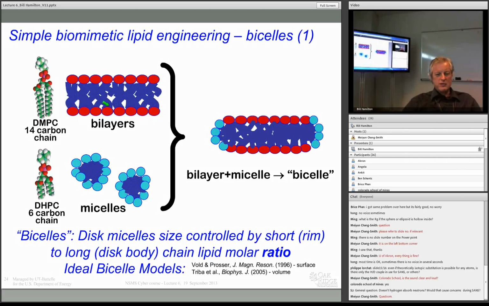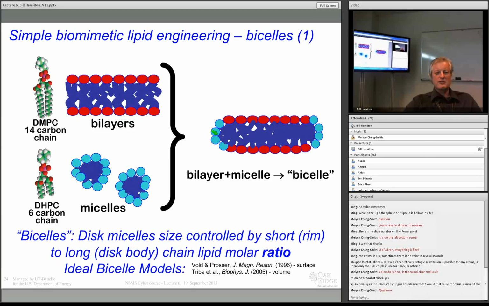And if you read the books, at least initially, you will find that the bicelle disk size is controlled by the amount of short rim material you put in solution relative to the long disk body molar ratio. And these things are called ideal bicelle models. There are a couple of them depending on how you exactly calculate how much material is needed for a rim and how much is needed for a body, but they both basically predict that the size of the bicelle is controlled by the lipid molar ratio.